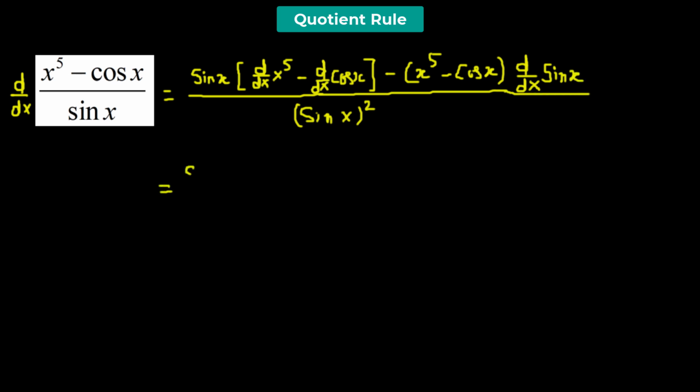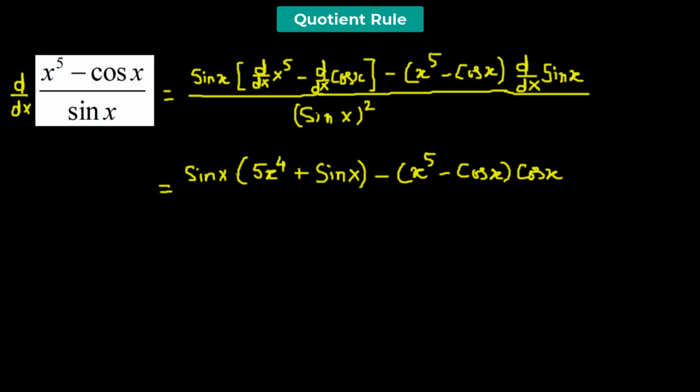So that gives us sine x times derivative of x raised to the power of 5 will be 5x raised to the power of 4. Derivative of the cosine function is negative sine x, so we'll have positive sine x, minus x raised to the power of 5 minus cosine of x multiplied to derivative of the sine function is cosine of x, divided by sine squared x.